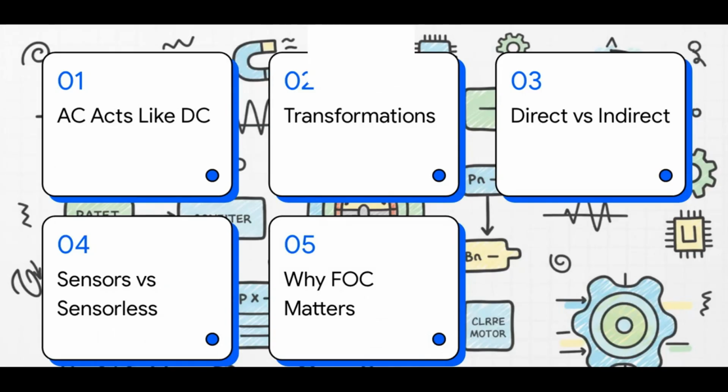Okay, let's dive right into our map for today. We'll start with making AC act like DC, look at the magic of transformations, compare direct versus indirect FOC, weigh sensored against sensorless control, and finally, wrap up with exactly why FOC matters so much in our world today.